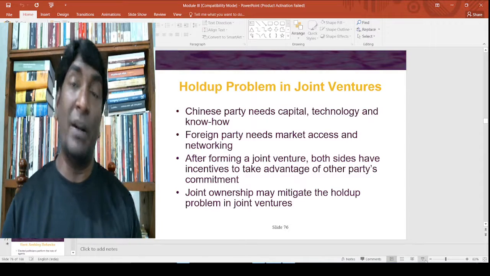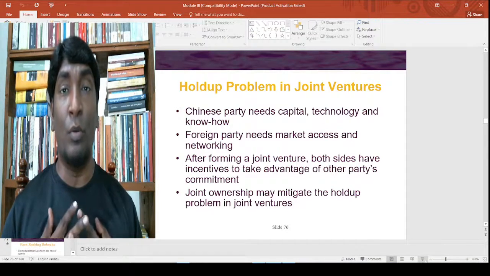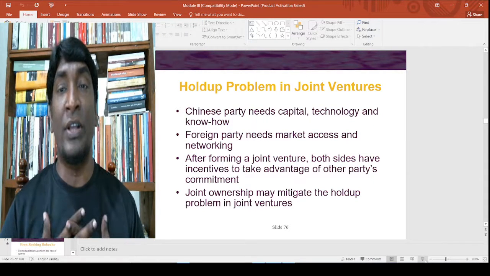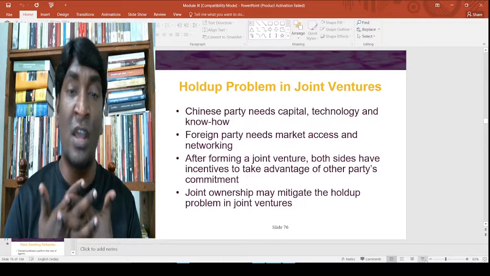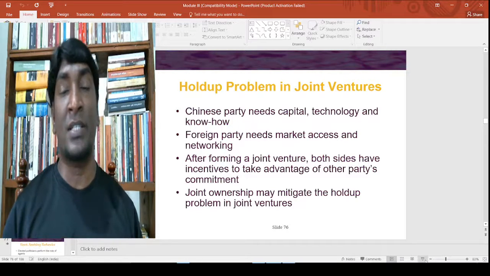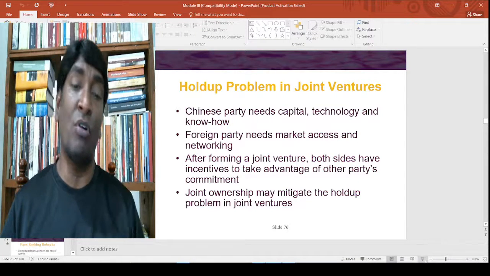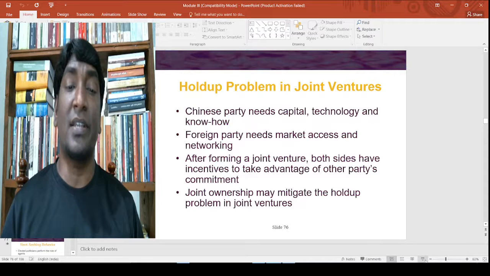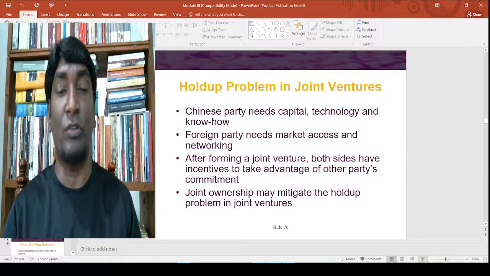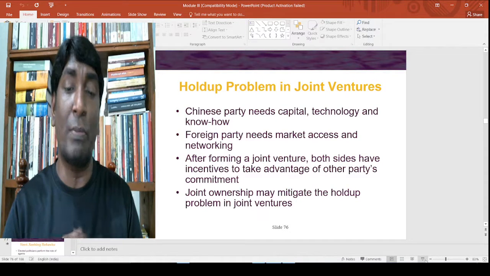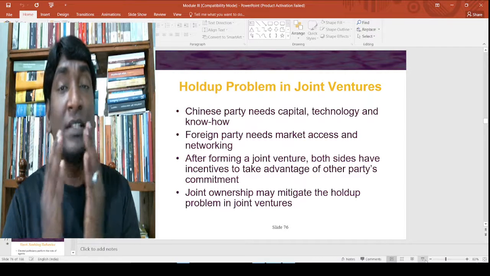But there are also issues in the current world with joint stock ventures, the corporations, which are normally joint ventures in many contexts. So the Chinese party needs capital, technology, and know-how. The foreign party needs market access and networking. After forming a joint venture, both sides have an incentive to take advantage of the other party's commitment. Joint ownership may mitigate the hold-up problem in joint ventures, and this is a very important point.